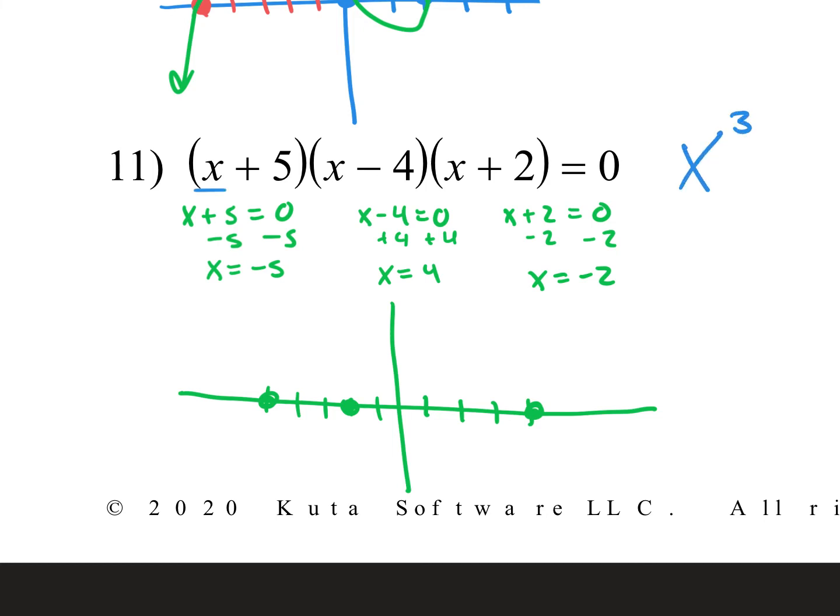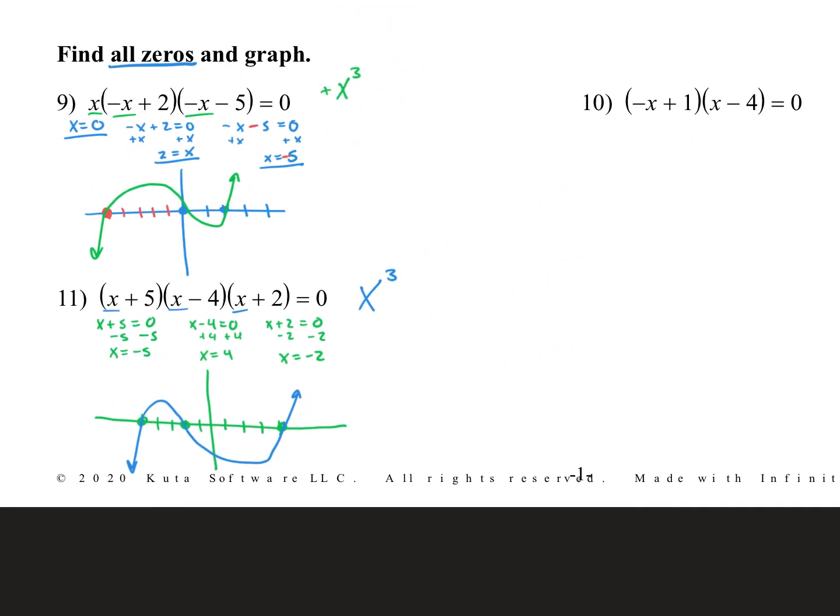So I have 3 x's, so it's x to the third power. Do any of them have a negative? No, so it's a positive x to the third power. So if it's positive, what does my right arrow do? Right arrow goes up. What does my left arrow do? Down. Since it's odd, they go in opposite directions, and then we just connect the dots in the middle. Any questions here?